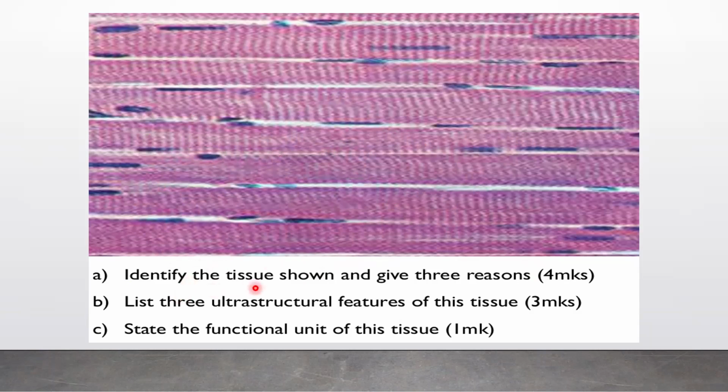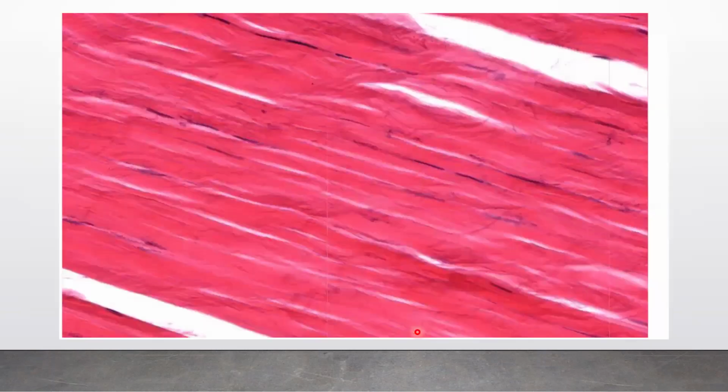So list 3 ultrastructural features of this tissue. These are the features that you described, features that are found in the sarcomere. So all the structures that we talked about will be listed there. Then what is the functional unit of this tissue? We've talked about it. This tissue is skeletal muscle. It will contain a sarcomere as a functional unit of this tissue.